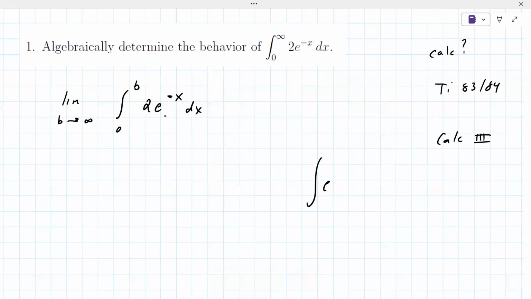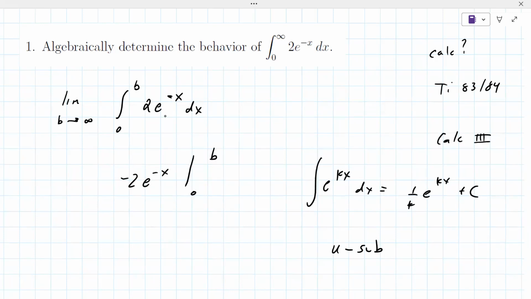There are a few ways to do it. The integral of e to the kx dx is 1 over k e to the kx plus c, or you could do it as a u substitution. However you want to do it, the antiderivative is minus 2e to the minus x. I'm happy to provide more explanation, but this is one of those things you really got to know. This is not the Calculus 2 stuff, so you just got to be really careful here that you really know why this is.